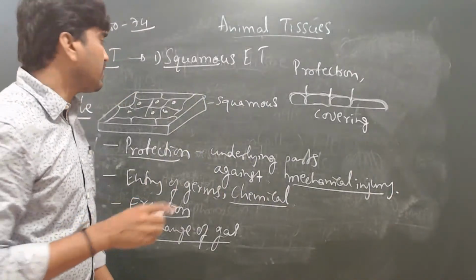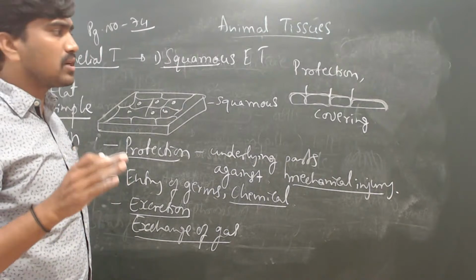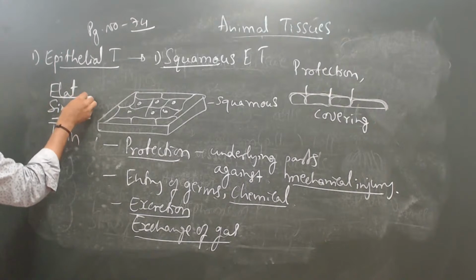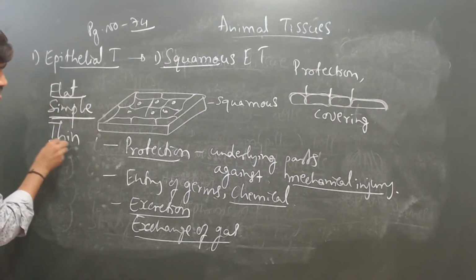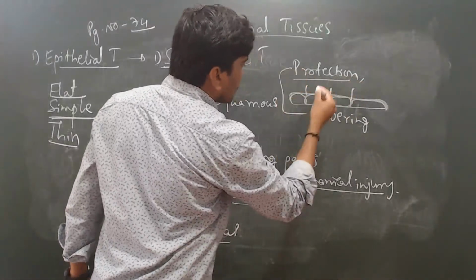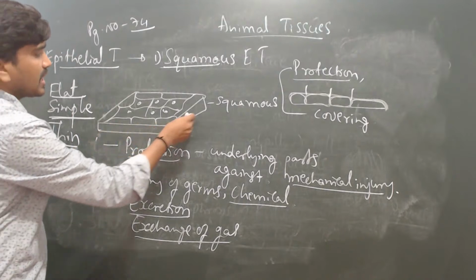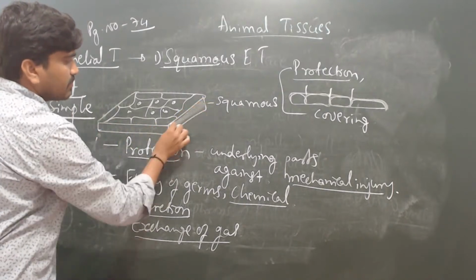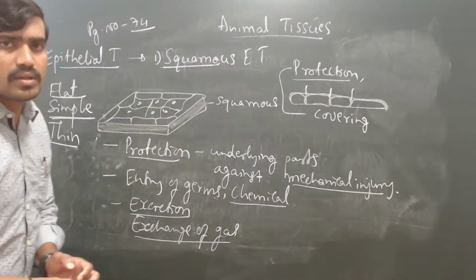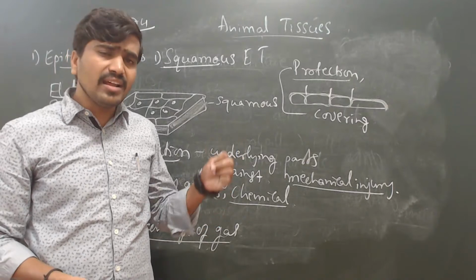This is about the first one, squamous epithelial tissue. Whenever you hear the word squamous, it means very flat in structure, very simple and thin. The main function of this epithelial tissue is protection and covering. The shape of this epithelial tissue is like this. Just remember this one. And tomorrow I will discuss the remaining types, which are cuboidal, columnar, ciliated, glandular, and stratified.